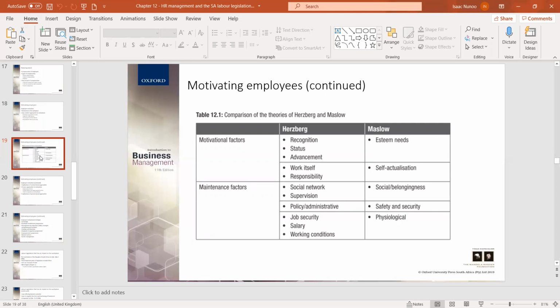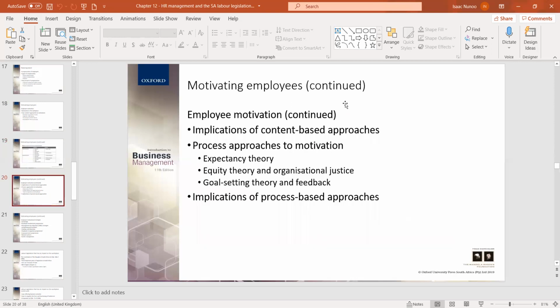You can also have the social network. All this chart is trying to say is that the models tend to relate in some sense, because what is being talked about is the same in each analysis. The motivating factors are the self-esteem and self-actualization needs, and the maintenance needs are basically the social, safety and security needs.